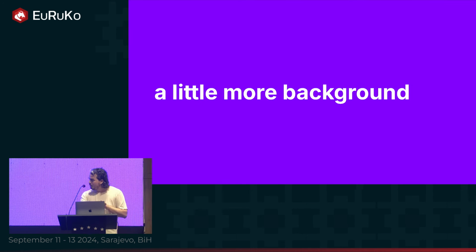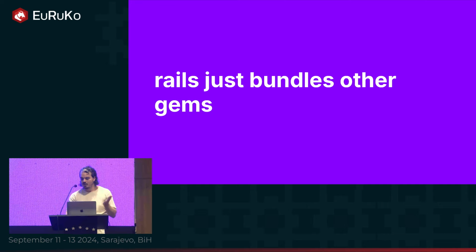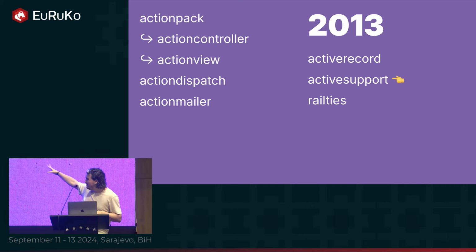So a tiny bit more background before we get to what it looks like, just how Rails is actually configured or set up. It just bundles other gems, basically what we need to have now. And back in 2013, there were these libraries in there. Action Pack, Action Controller is basically within there, and Action View as well. And then there's Action Dispatch, it's routes, Action Mailer for what you send out with mailers, Rails ties everything together. Active Record, you probably know. Active Support is then the one I knew about because it's a lot of orthogonal small things, so it's easy to read.